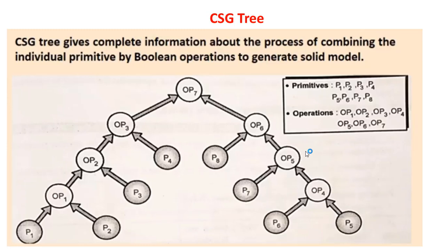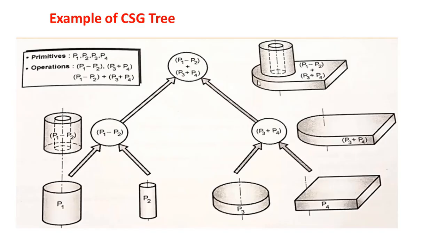Now with the help of an example we will understand this concept. Suppose we want to draw such type of object. To construct it, initially we will consider the four primitives p1, p2, p3 and p4. Now we will perform the operations. First we perform p1 minus p2. So this is p1 and this is p2, and p1 minus p2 gives such type of structure.